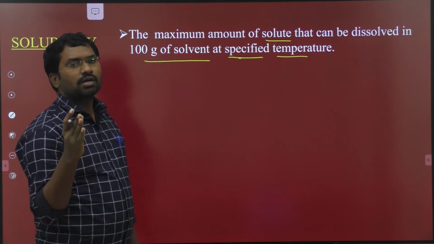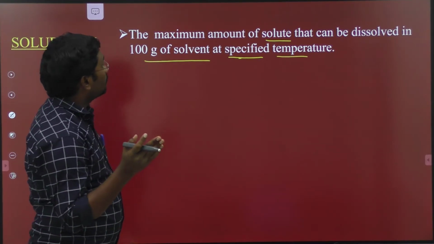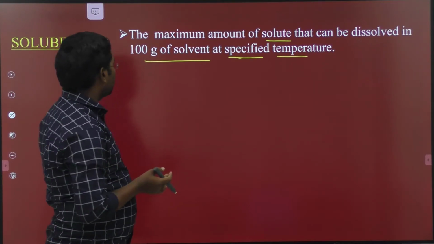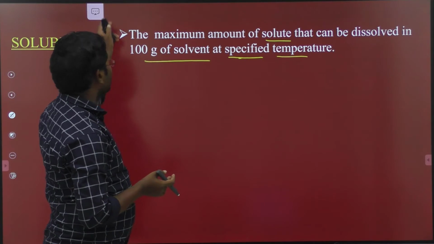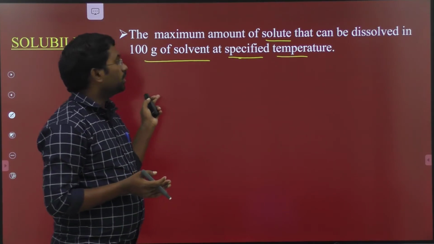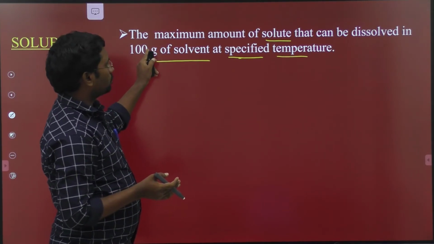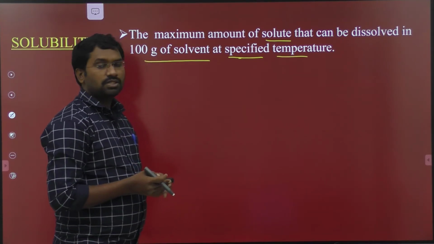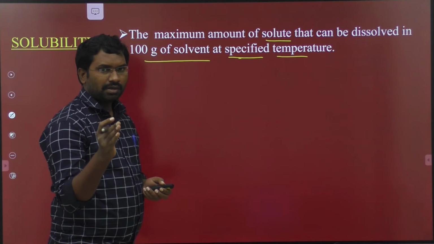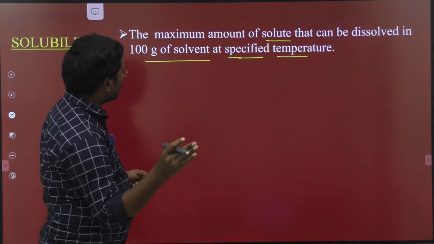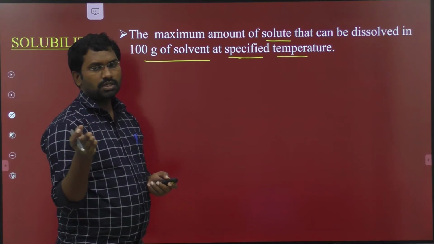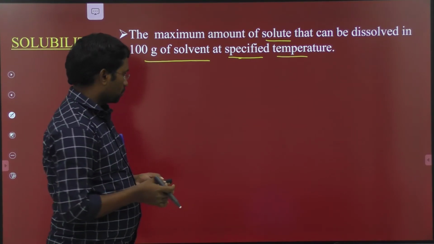Two components are present in the given solution, solute and solvent. Solvent is the major one and solute is the minor one. So how can we define the solubility of a given solution? It means the maximum amount of solute that can be dissolved in 100 grams of solvent at a specified temperature. At a particular temperature, how much solute can be dissolved in 100 grams of solvent is known as the solubility of that particular solution.